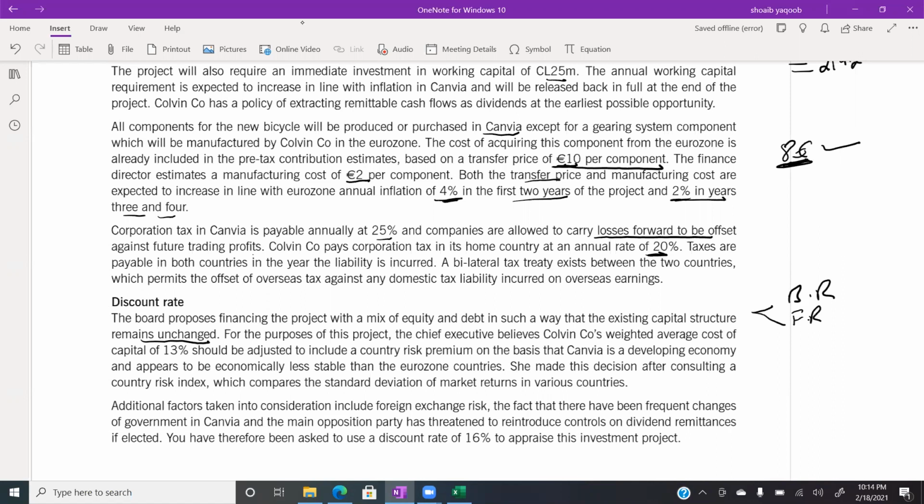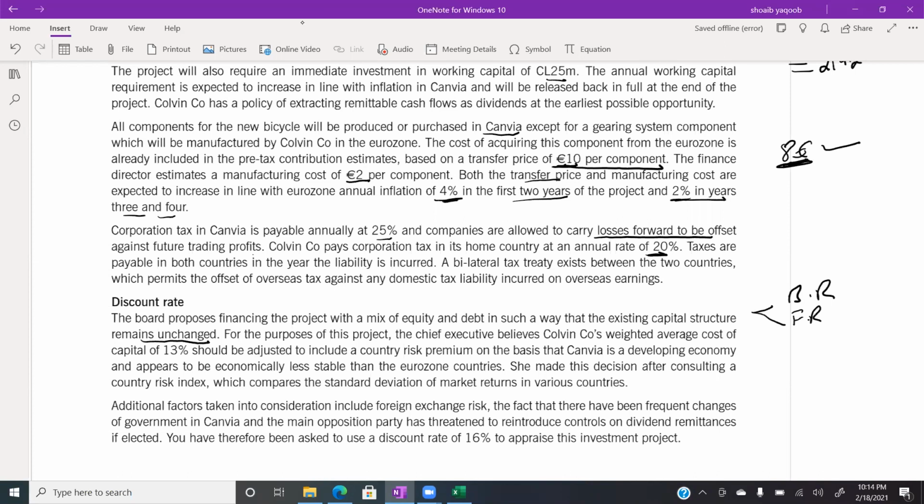For the purpose of this project, the CEO believes Colvin company's weighted average cost of capital of 13% should be adjusted to include a country risk premium on the basis that Canvia is a developing economy and appears to be economically less stable than the Eurozone countries. He made this decision after consulting a country risk index which compares the standard deviation of the market returns in various countries. Okay, what is country risk premium?